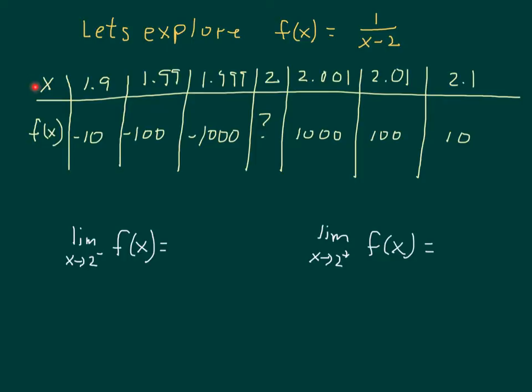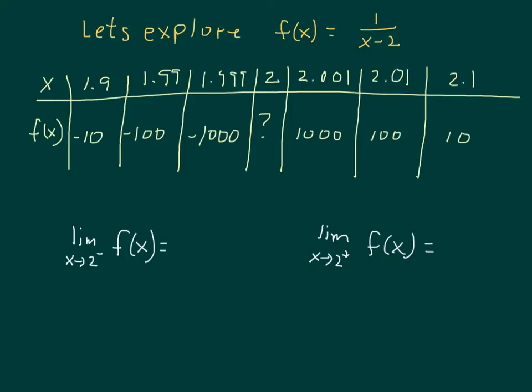The top row are x values. The bottom row is the function values. Notice a question mark at 2. In fact, this function is not defined at 2 because when you put 2 in for x, you get a 0 in the denominator. So what we're looking at here is trying to determine what happens to the function values as we move closer and closer to 2. So let's start from the left.